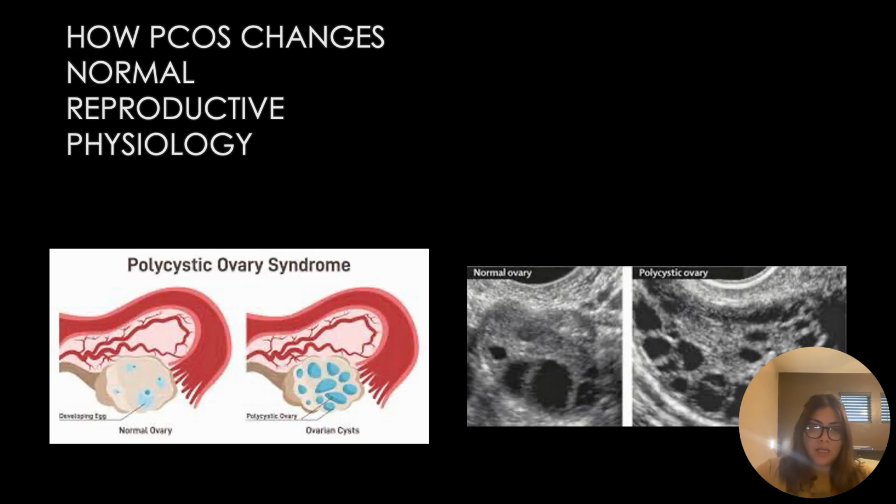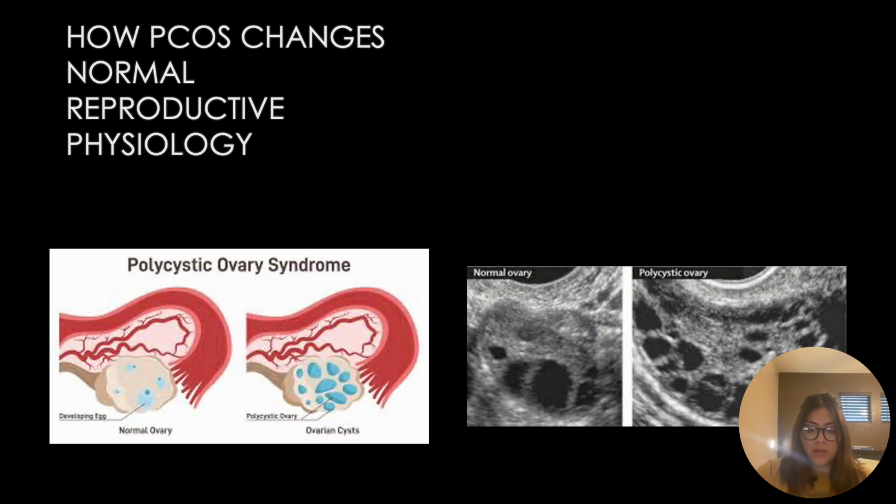Let's see how PCOS changes the normal reproductive physiology. In PCOS, normal reproductive physiology is disrupted in a lot of different ways. First, the follicles begin to grow, but they stop maturing early, so the egg never fully develops. Because ovulation doesn't happen, the body doesn't produce normal levels of progesterone, which leads to irregular periods. Second, the ovaries produce too many androgens, such as testosterone, and the high androgen levels prevent normal ovulation and cause symptoms like acne and excessive hair growth.